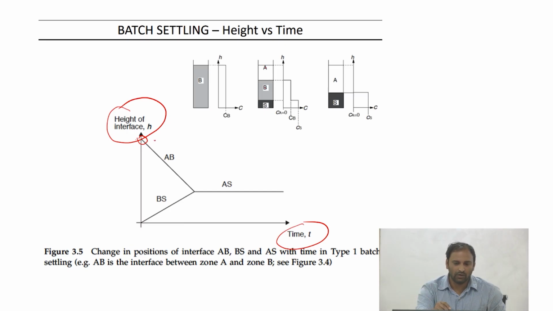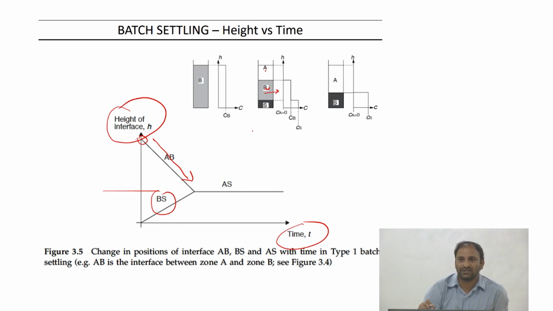It's going to come down. Therefore you're going to see a decrease in the height of the A-B interface as a function of time. And the BS interface, that is the interface between the zone where the concentration is the same as the initial concentration and your solid, that is not there initially. Initially the height of that interface is 0, right? And as the interface forms, this interface is going to move up, because of which I'm going to see an increase in the height of this BS interface as a function of time. And the point where those two meet is when you have an interface between A and S.